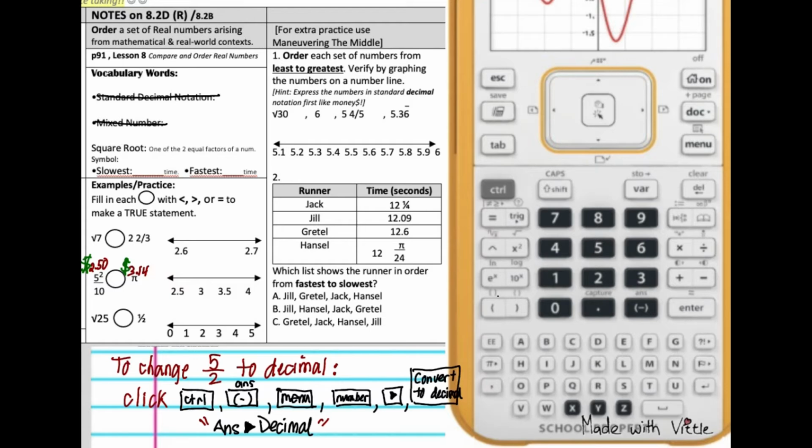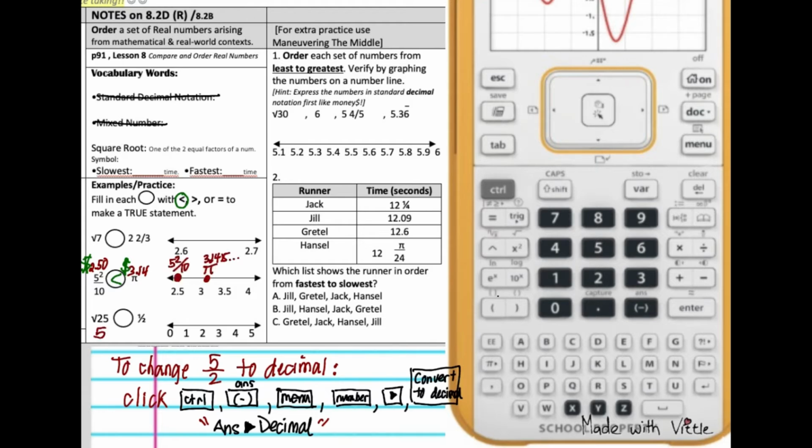Now you have to read again from left to right. $2.50, is it less than, greater than, or equal to $3.14? Which one will you choose? Of course, $2.50 is less than $3.14.